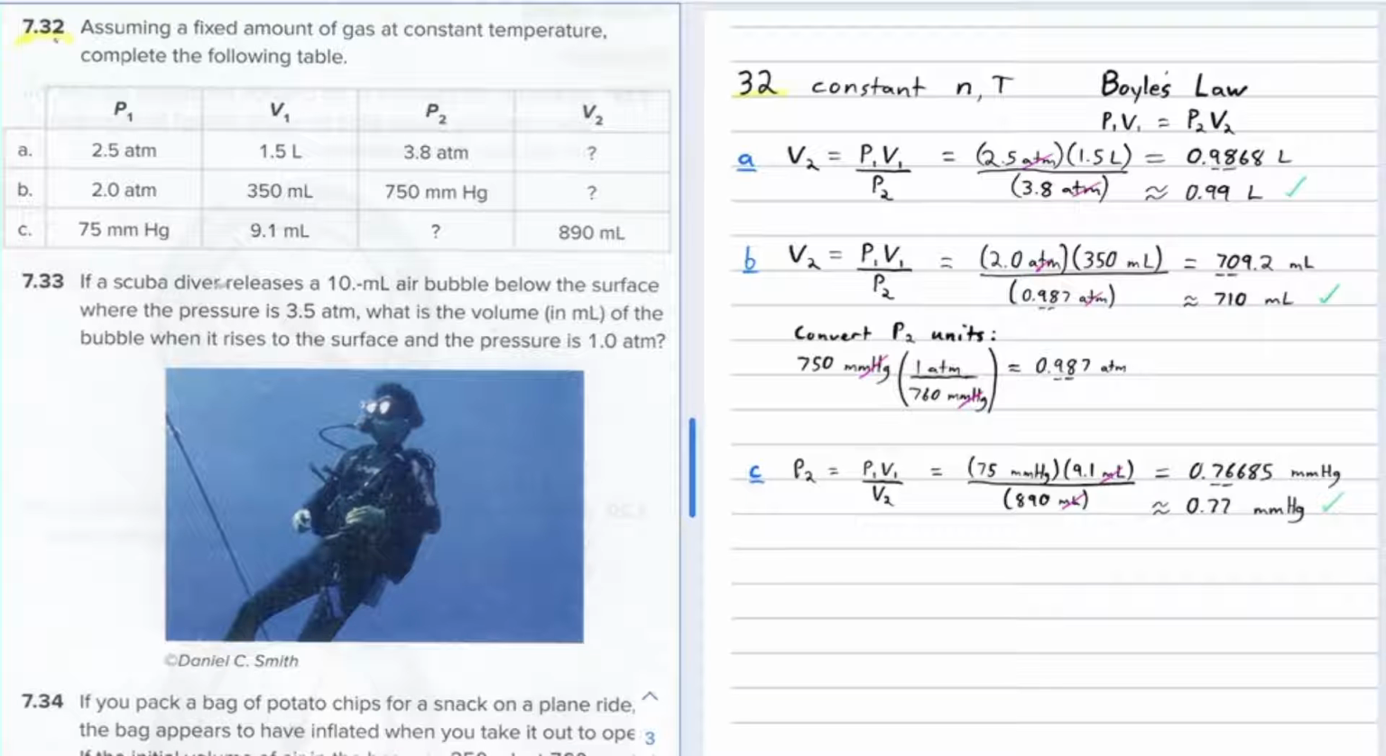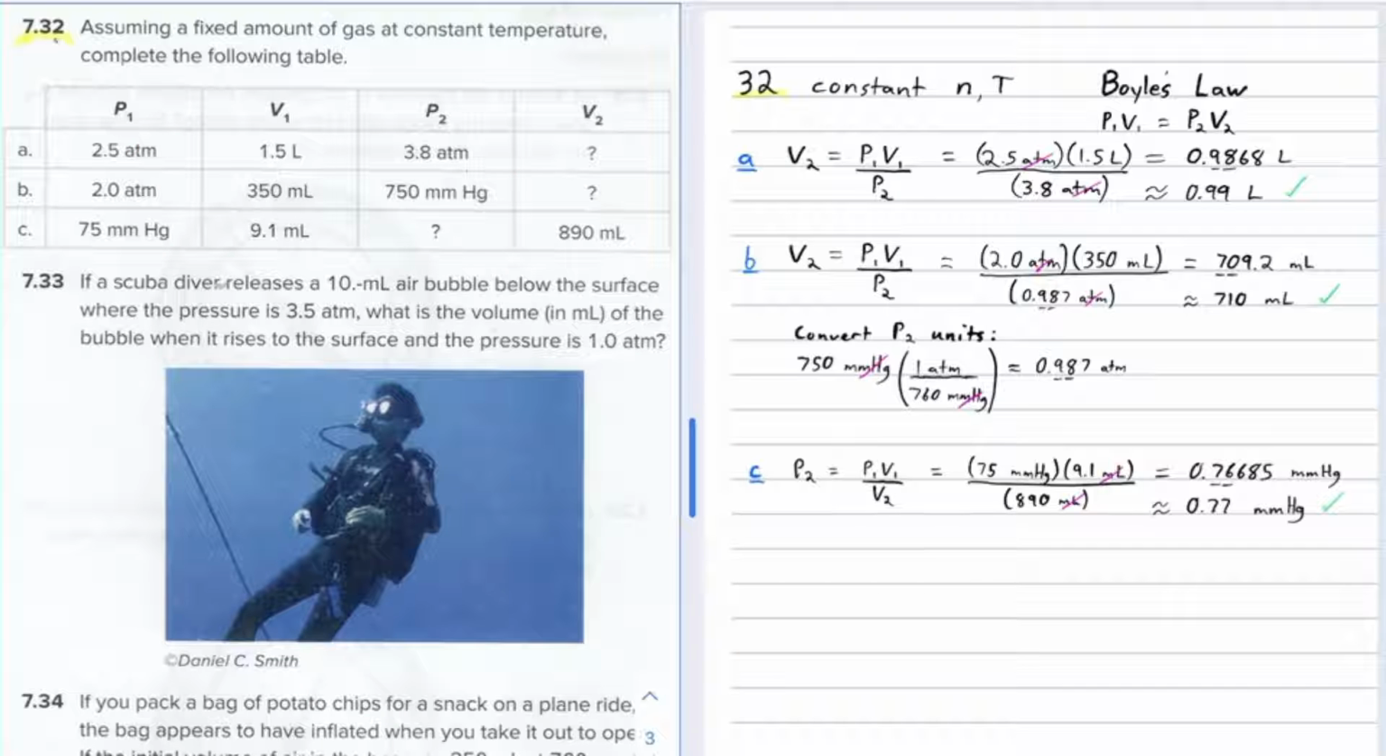Number 32. Assuming a fixed amount of gas at constant temperature, complete the following table. So it looks like you have three problems here. You're told the pressure and the volume in one situation, and then either the pressure or the volume in the second situation. Okay, and you got to do three of these.